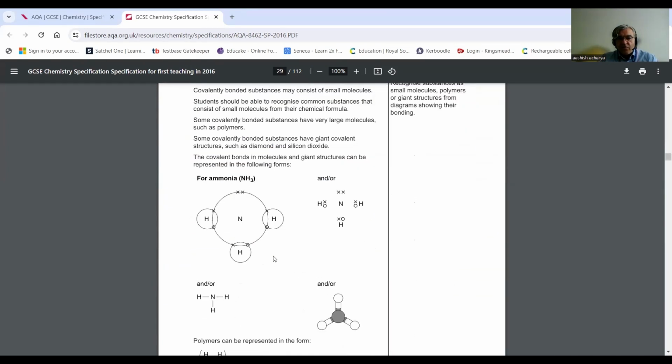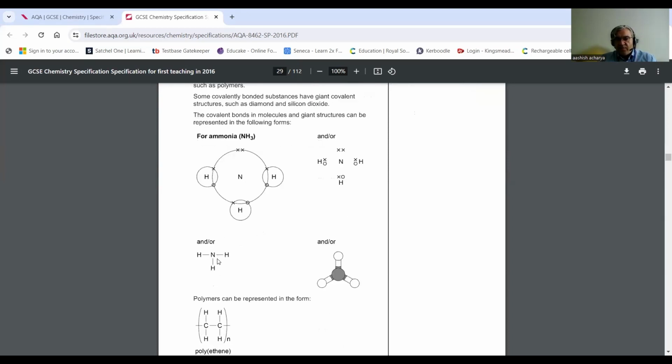Yep, this is a dot and cross diagram. This is a lovely arrangement. This is telling you about the electrons in the outer shell and how electrons are being shared. This is the same thing, just without circles. Notice that we've got the stick diagram. If you ever see a diagram with sticks, brain thinks covalent bonds.